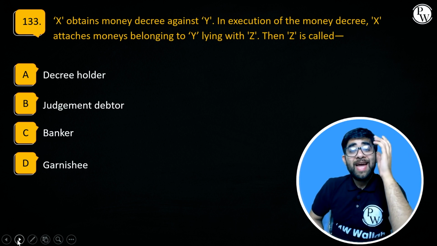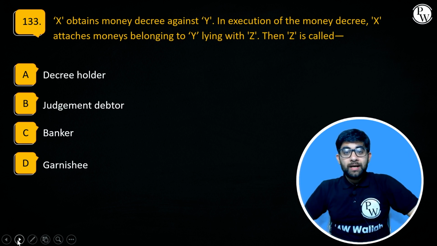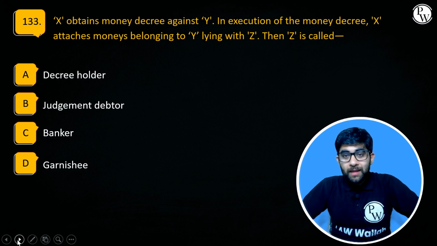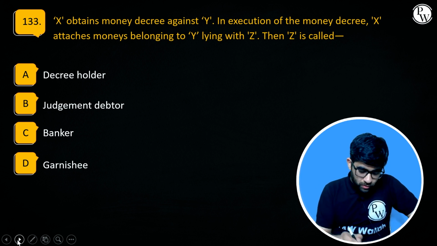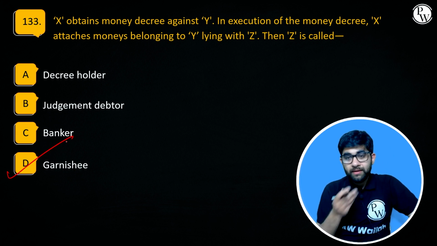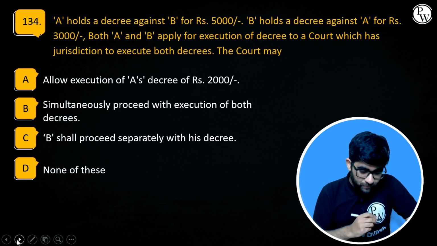Next, X obtains a money decree against Y. In execution of the money decree, X attaches money belonging to Y lying with Z. Then Z is called garnishee. Again, this is the concept of garnishee only.